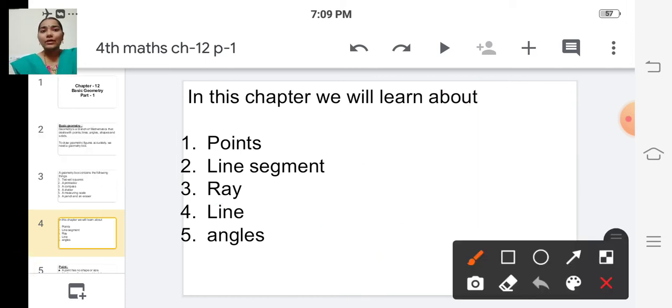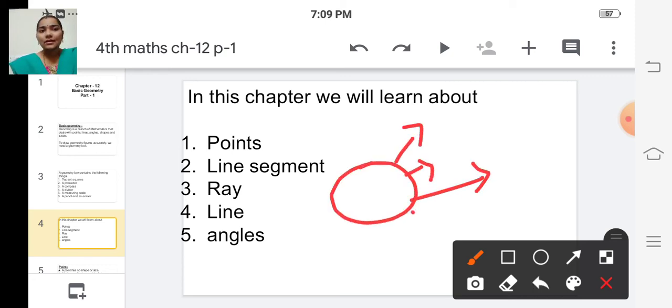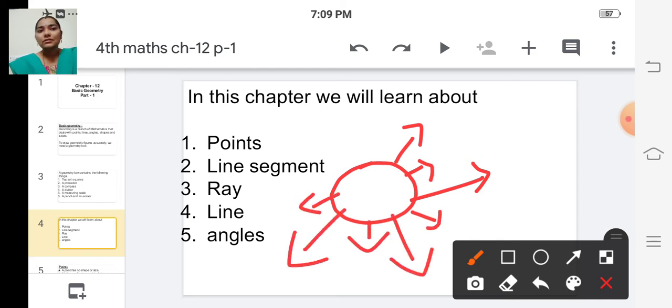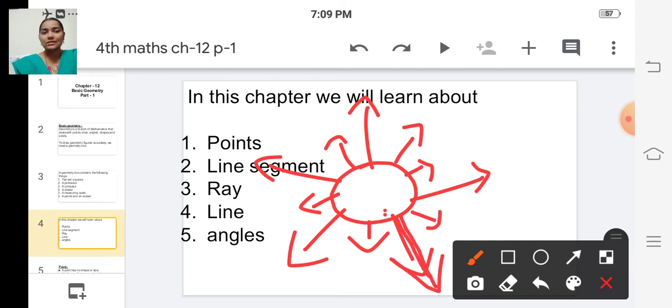The best example for a ray is the sun, because the sun is the fixed point and from this point only one side is extended, isn't it? The rays from the sun are the best example. Sun rays are the best example for the ray.